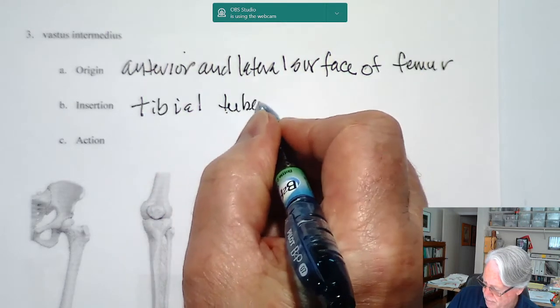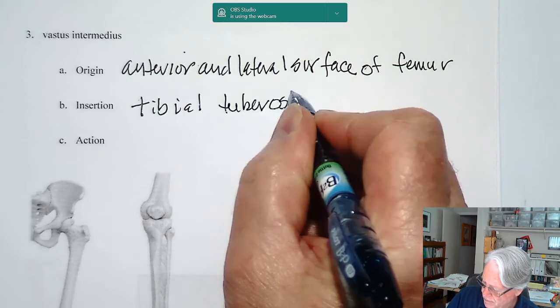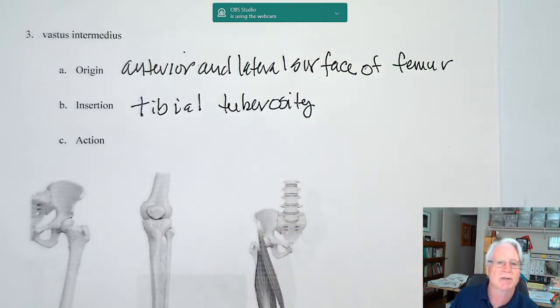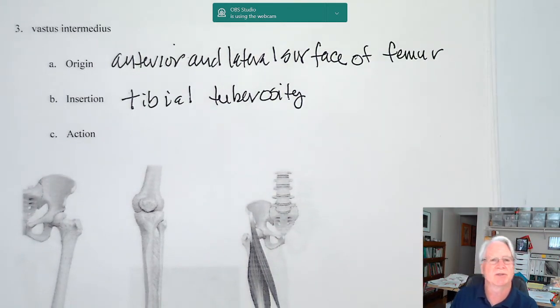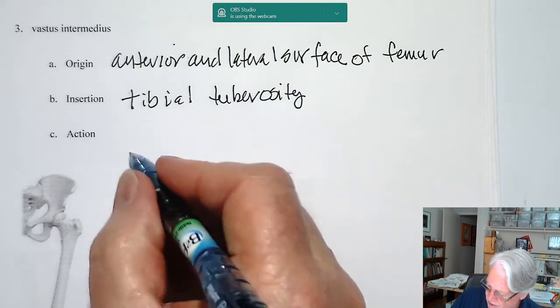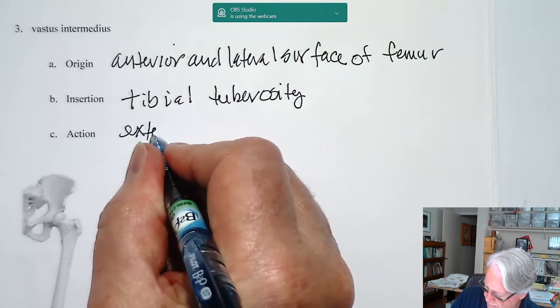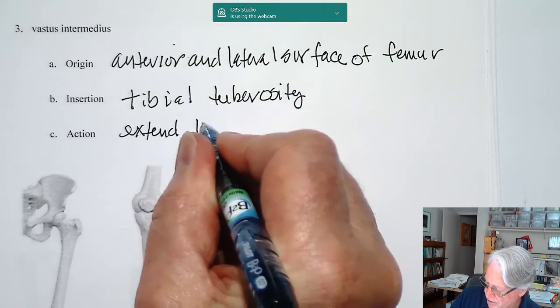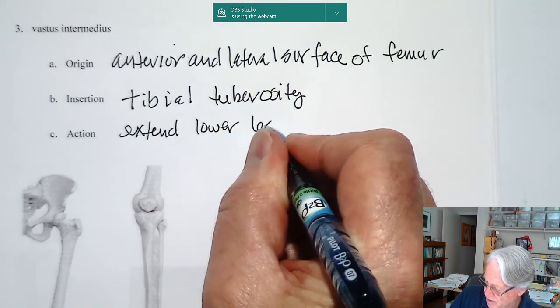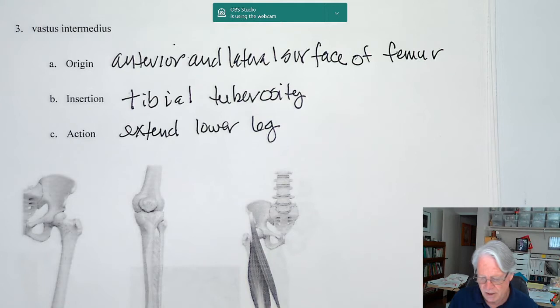And I'm hoping you begin to see why I showed you them all together at one time, because they have this very common insertion and action. Extend lower leg. Okay. So let's go ahead and find that anterior and lateral surface of the femur.